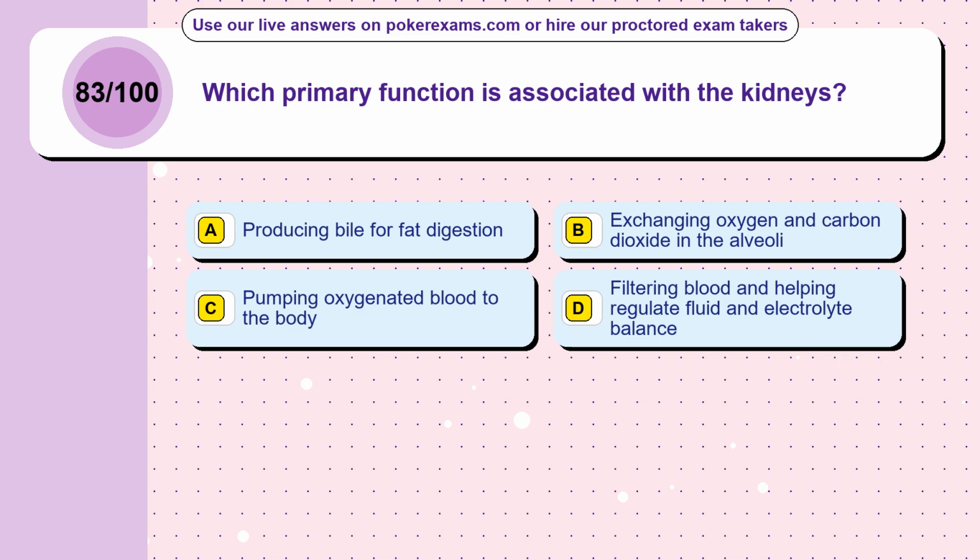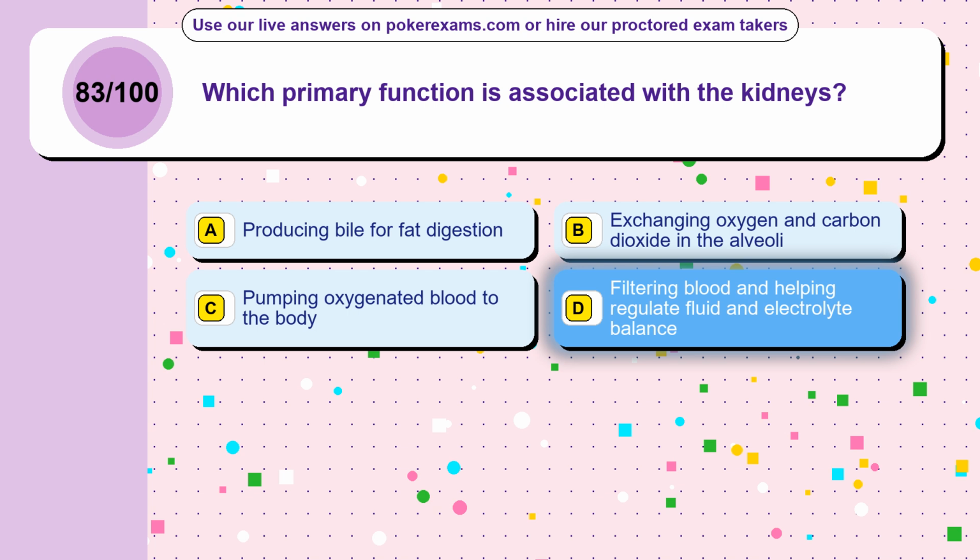Question 83. Which primary function is associated with the kidneys? Option A. Producing bile for fat digestion. Option B. Exchanging oxygen and carbon dioxide in the alveoli. Option C. Pumping oxygenated blood to the body. Option D. Filtering blood and helping regulate fluid and electrolyte balance.